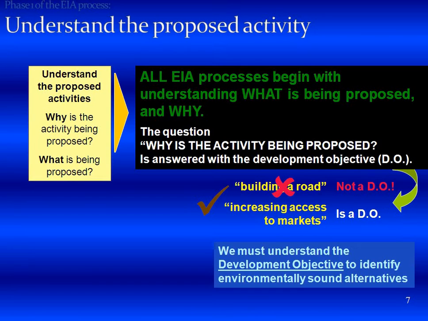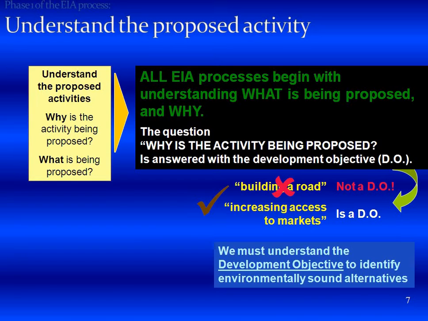Understand the proposed activities, why the activity is being proposed, and what is being proposed. They're very important. For understanding something, we first have to ask these two questions: why and what. All EIA processes begin with understanding what is being proposed and why you are proposing it. For example, why is the activity being proposed? It is answered with the development objective. An object must have some objective to develop.